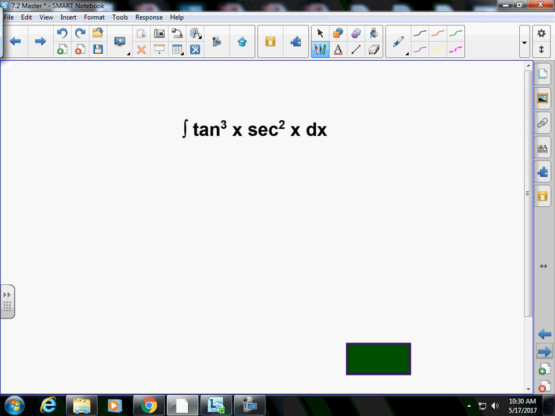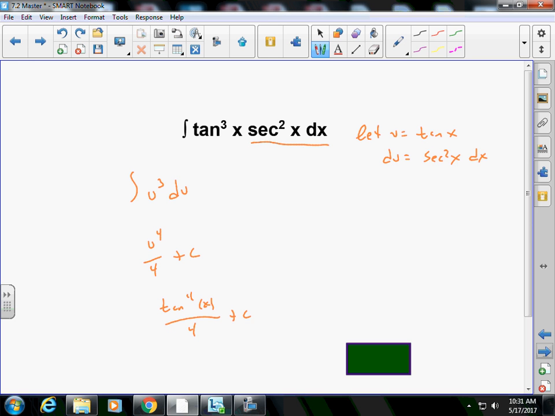So I have a tangent cubed x times secant squared x. I need to be careful and pay attention to what I have. I need to remember some of my derivatives. If I let u equal tangent x, then the derivative of tangent x is secant squared x dx. So look at this. I have my substitution, u cubed du. So when I integrate, I get u to the 4th over 4 plus a constant, u being tangent, so tangent 4th x over 4 plus a constant.